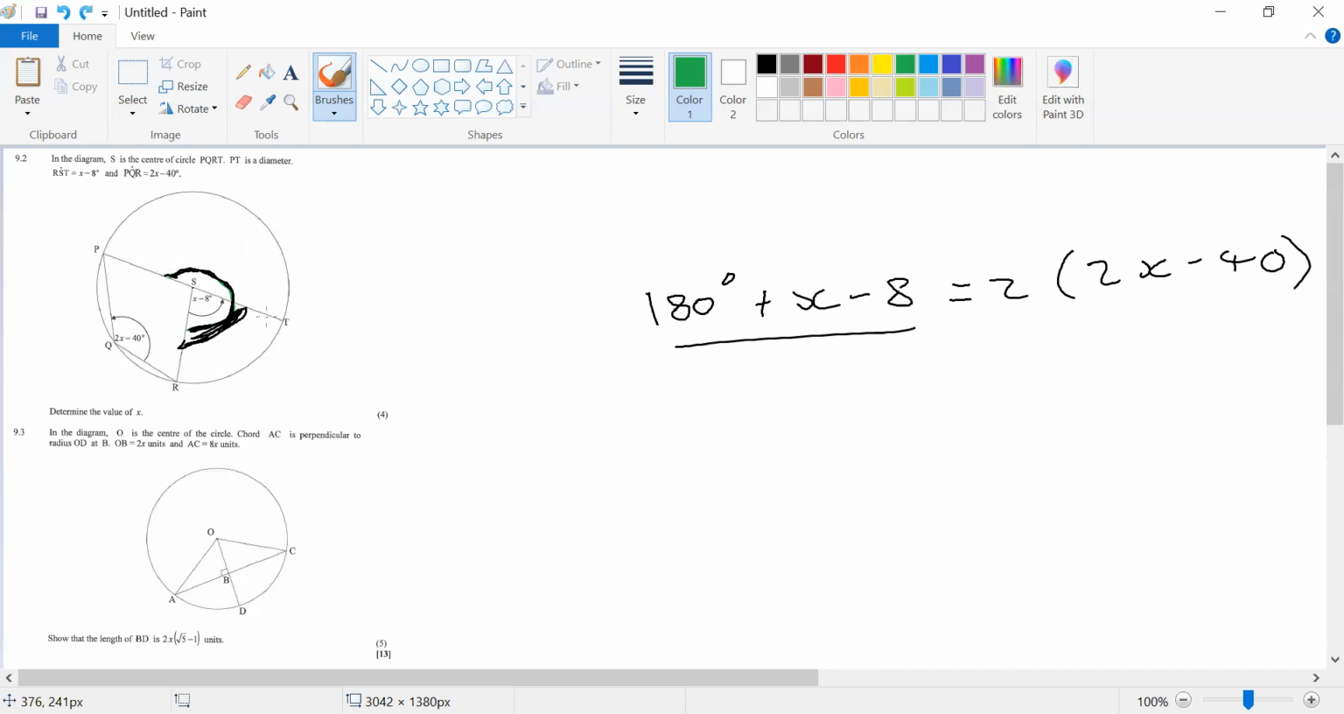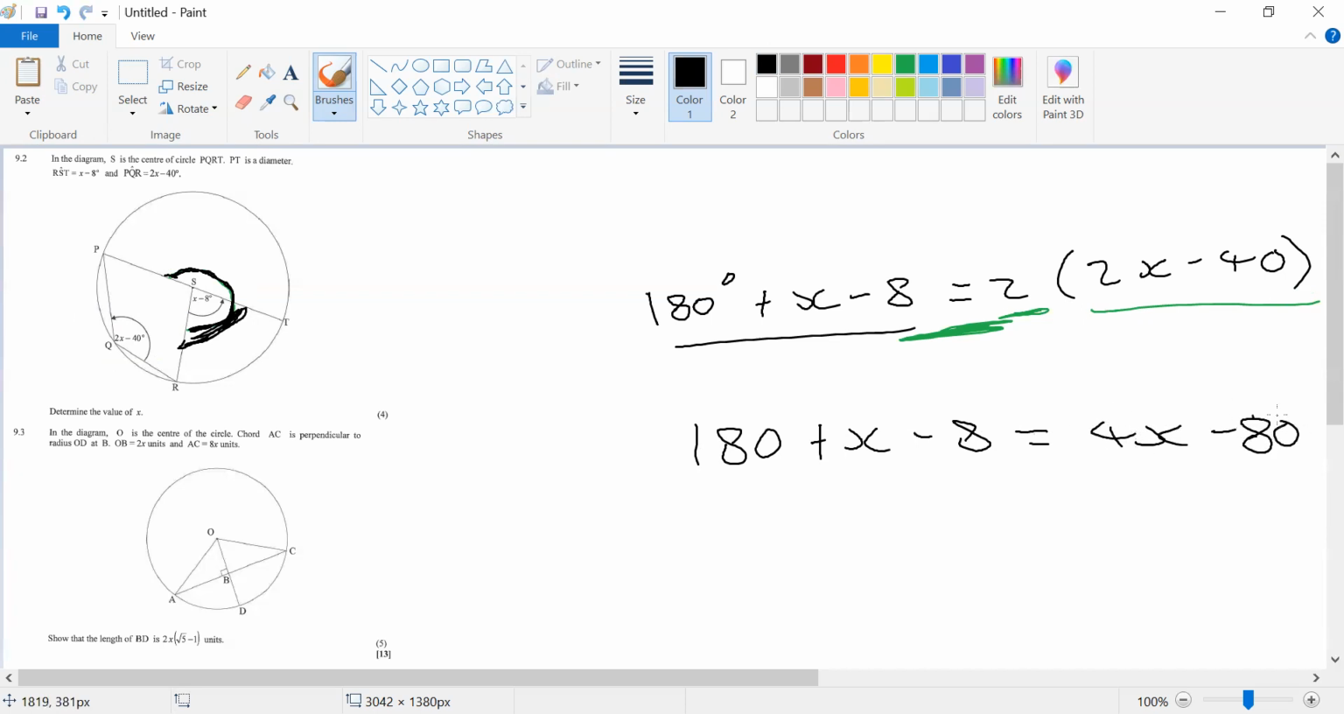All right, so once we've got that figured out, we say that the angle is equal to 2 times the angle at the circumference. The angle at the circumference is that angle right there. So it's equal to double that angle. And now all we do is we start simplifying it. This is 180 plus x minus 8, which is equal to 4x minus 80.